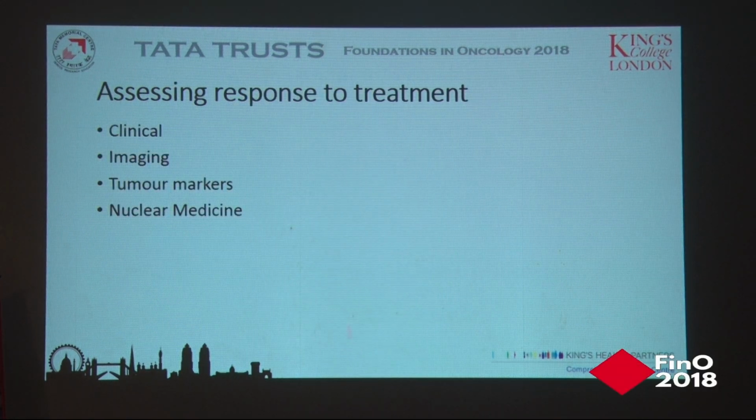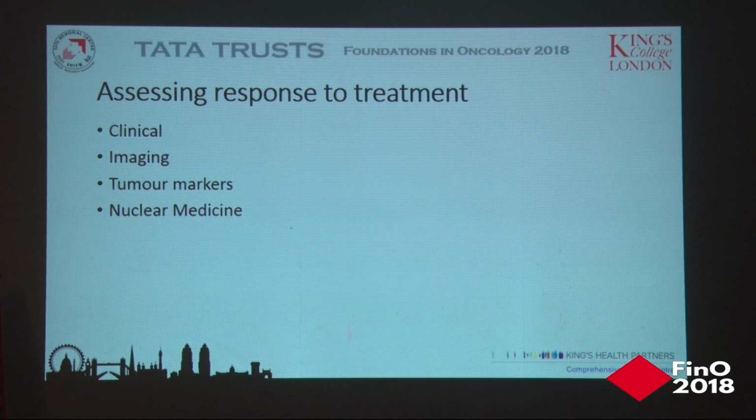Now, assessing response to treatment. When you give any anti-cancer directed treatment, you want to know whether your treatment is effective or it's working, because these treatments which you offer are quite toxic. So if things are not working, you need to change treatment. There are various ways we can assess response to treatment. It can be clinical, imaging, tumor markers, or with nuclear medicine scans. Or you can use MRI scans, but I've just listed some examples here.